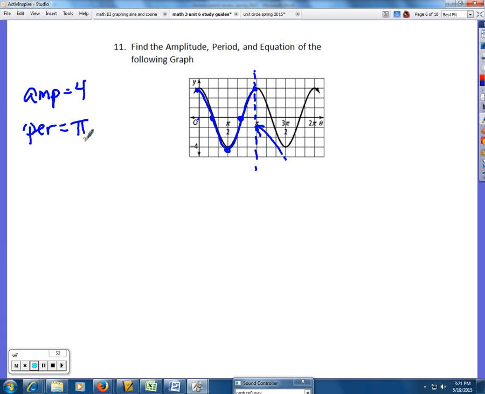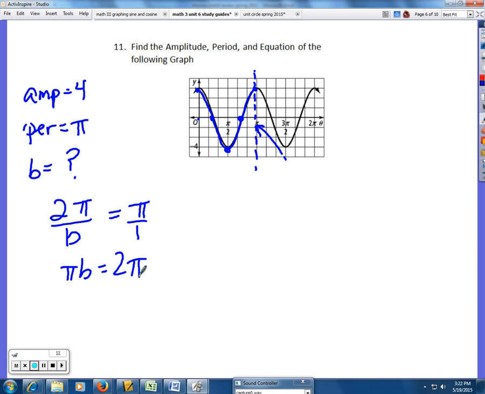Okay, so in order to write the equation, remember you have to have that b, and I don't know what b equals. The b does not equal the period, but remember you use b to get the period. So the period would be 2 pi over b, and since I know the period equals pi, this should be equal to pi. So in order to get b, I'm going to have to cross multiply. So I have pi times b equals 2 pi. Divide by pi, and you get b equals 2.